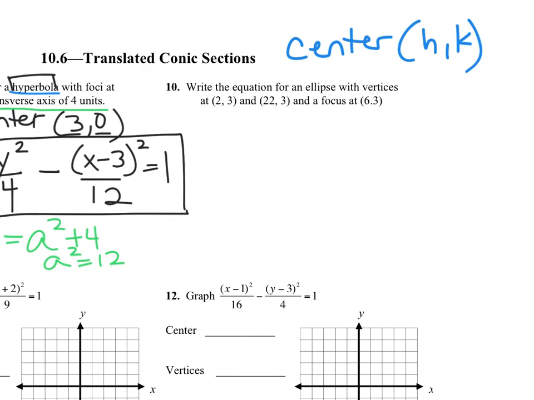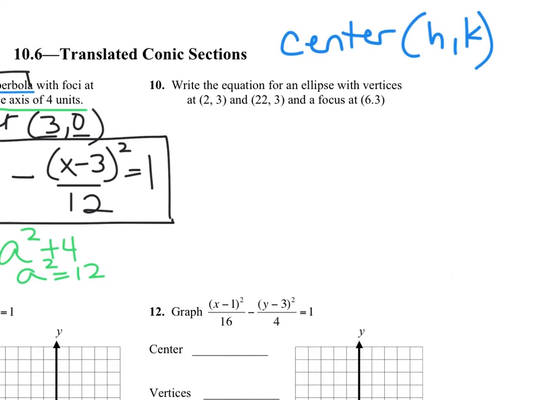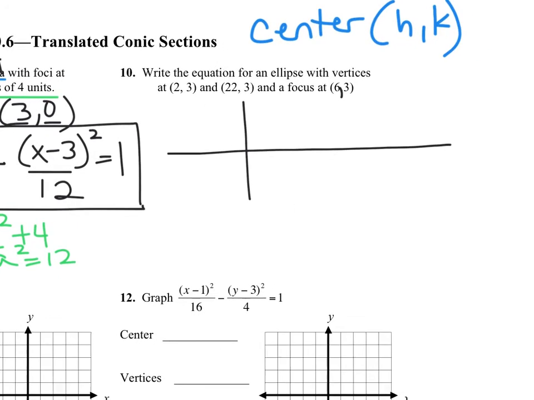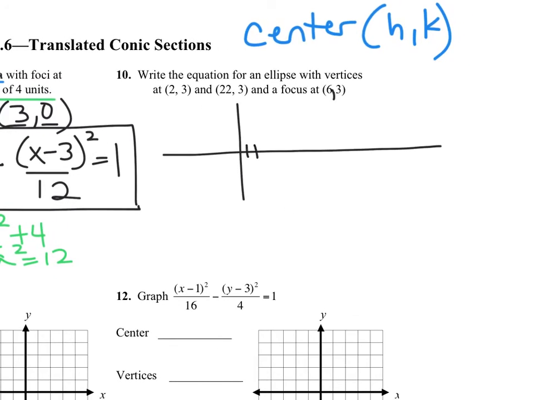All right, number 10. Ooh, 22. Gross. Oh, focus is at (6, 3). Sorry, 2 typos. Wow. All right, so here we go. I'll go kind of long on this one. So we're at (2, 3) for one of my vertices, and (22, 3). This is kind of a jerk move. There we go. And so those are my vertices.